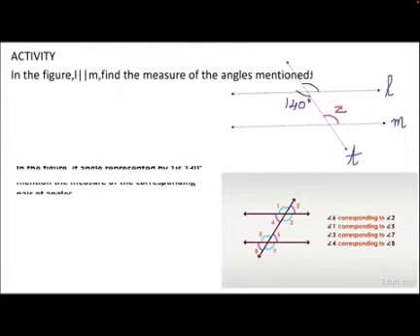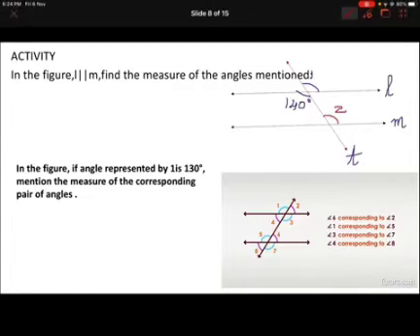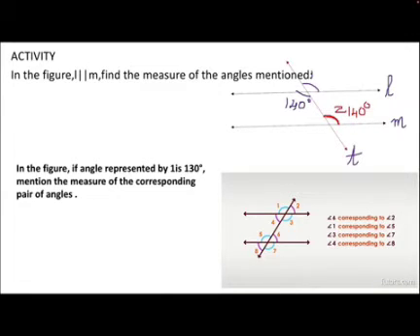Okay, now you can see, if this angle is represented by 2, then I would say this angle is 140 degrees. How many of you agree with me? You all agree, because these two, that is this angle and this angle, are alternate interior angles. That's why angle 2 is 140 degrees.